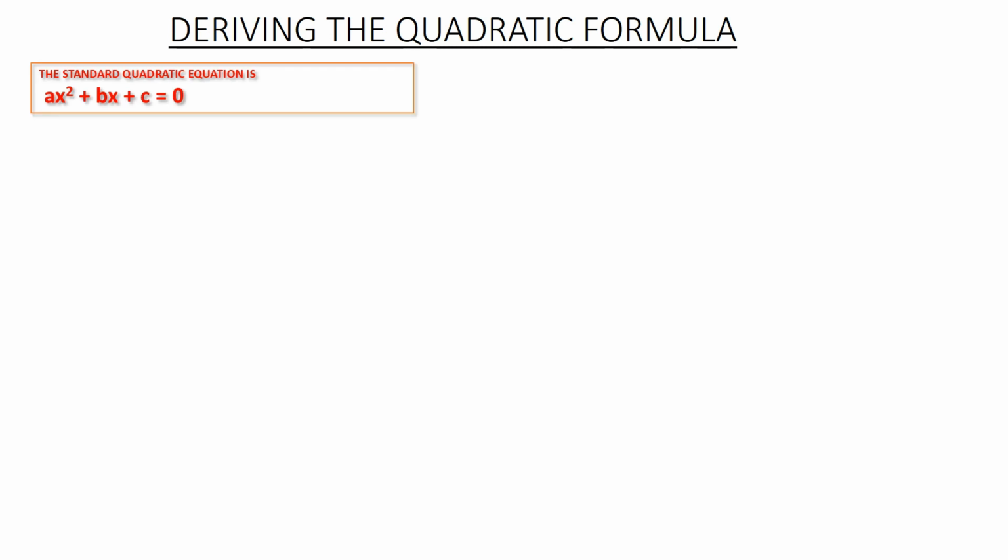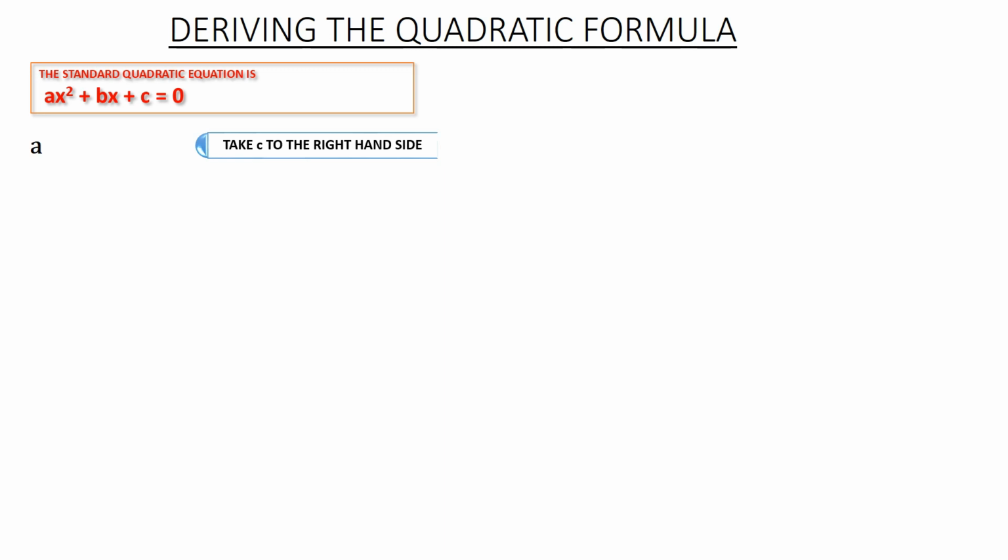In today's video, we're going to look at how to derive the quadratic formula from the standard quadratic equation. The standard quadratic equation usually is ax squared plus bx plus c is equal to 0. To work this out, we're going to use the completing the square method in order to make x the subject of this formula. We will start by taking c, the constant, to the right hand side.